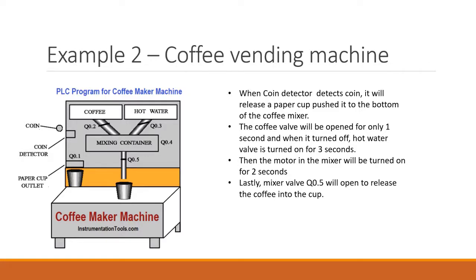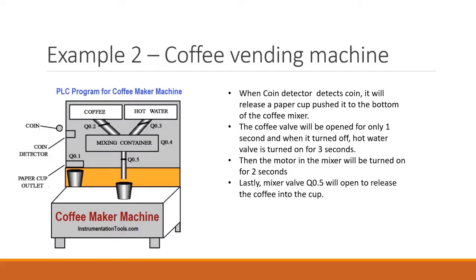Alright, so what contacts do we need? We need a coin detector contact, we need a paper cup pusher, we need a coffee valve, hot water valve, and mixer motor and mixer valve. Okay, that's all that we need. And we need 3 timers. The first is for 1 second, the second one is the 3 second, and the third one is the 2 second timer.